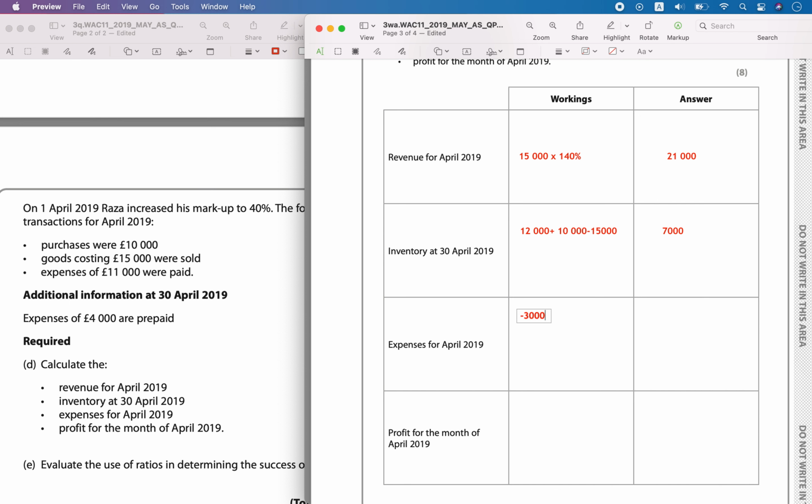So it would have started on the credit side. So minus 3,000, plus what was paid, 11,000, but at the end 4,000 was prepaid, so I have to subtract that 4,000. This is the expense I will have incurred for this period, which is going to be equal to 4,000.